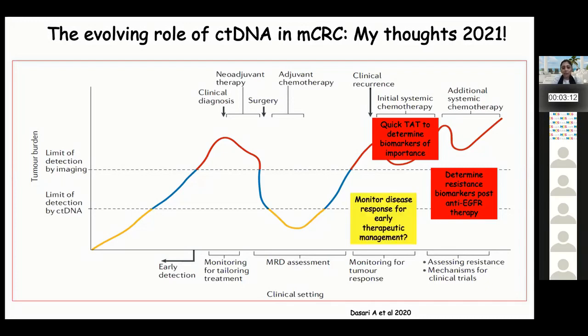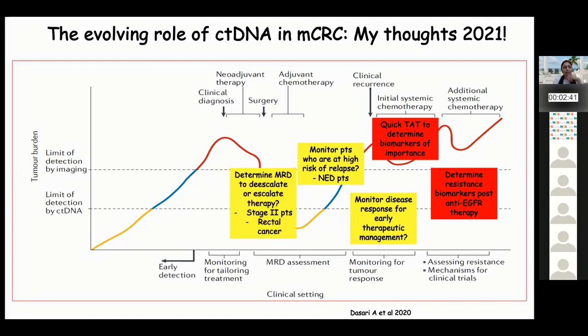Can we use it to monitor disease response for early therapeutic management? I do think that there is a role, especially in those patients with limited liver disease, where we're trying to reach an NED state, and monitor patients who are at high risk of relapse. Again, I think it's that same cohort of patients that we can perhaps do it in the clinic now, where we have patients with limited liver metastases. We give them chemo, we resect everything. We know that they're at very high risk of relapse. And I think at least now in terms of adoption, this would be the area.